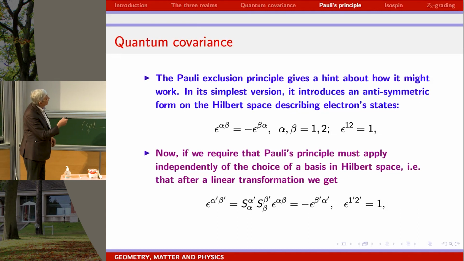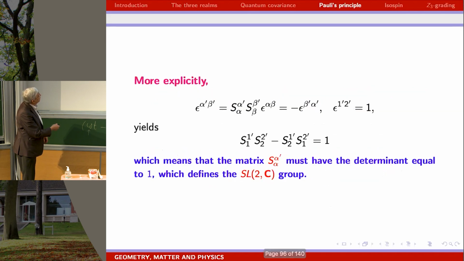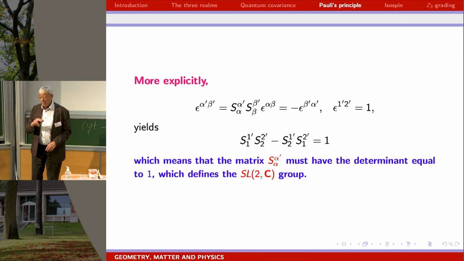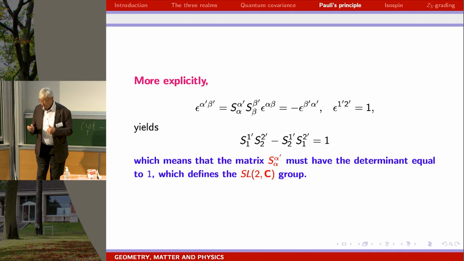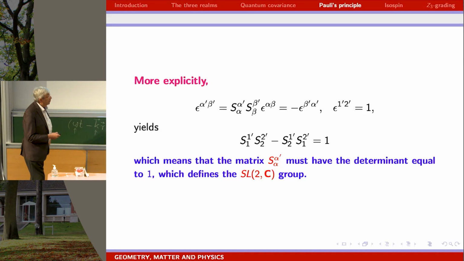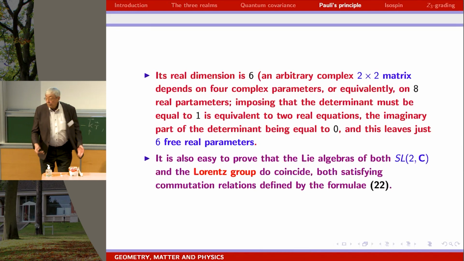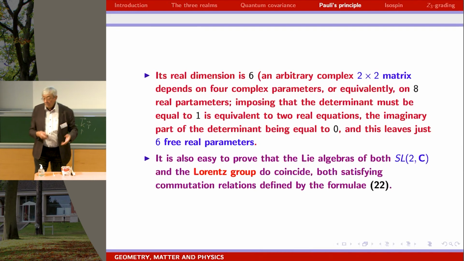So if it is invariant, this is what you get. These are the constitutive equations. And of course, what you get is that this 2 by 2 complex matrix has to have the determinant 1. This is SL2C. This is how SL2C comes naturally from Pauli's exclusion principle. And from this, of course, you get the Lorentz group and so on.